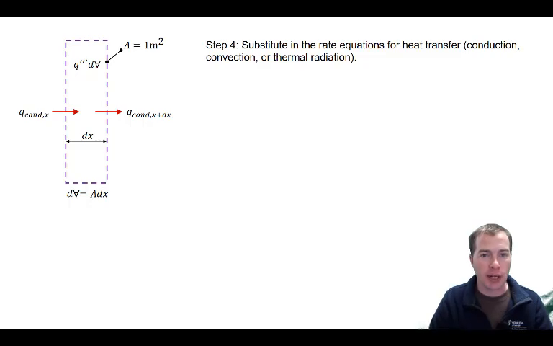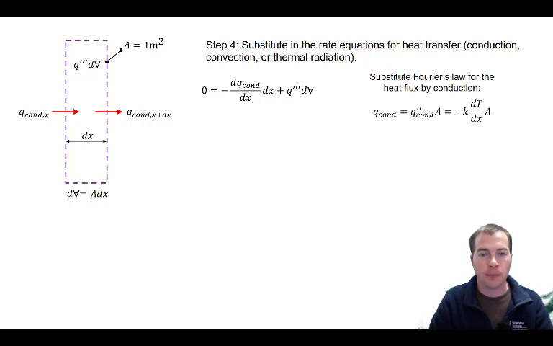The fourth step of the differential analysis is to substitute in the rate equations for heat transfer. Here is the equation that we have from our heat transfer energy balance equation with the Taylor series expansion used to simplify the conduction heat transfer terms to provide the net rate of heat transfer by conduction. We now need to substitute in the rate equation for conduction heat transfer. The rate equation for conduction heat transfer is Fourier's law. Fourier's law provides an expression for the heat flux by conduction heat transfer. Our heat transfer energy balance equation includes an expression for the rate of heat transfer. We thus must multiply the flux by the appropriate heat transfer area.